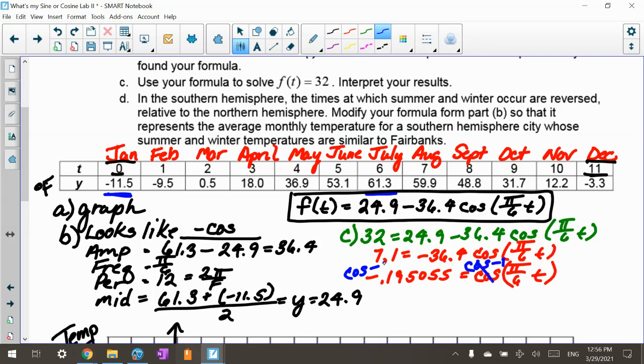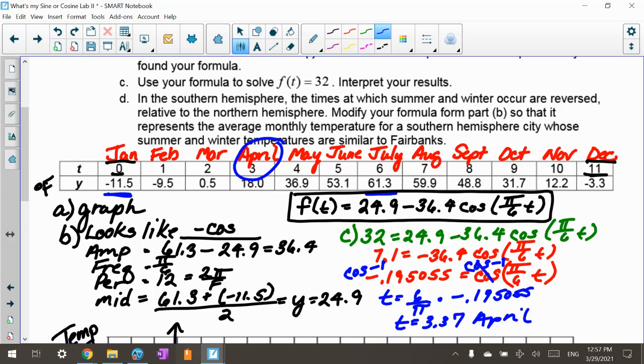So t equals 6 over pi, because we're going to multiply by the reciprocal, times negative 0.195055. And when I do that, I get t to be roughly 3.37. So sometime, because April is 3, sometime in April is when the temperature is going to be around 32 degrees, according to our approximation.